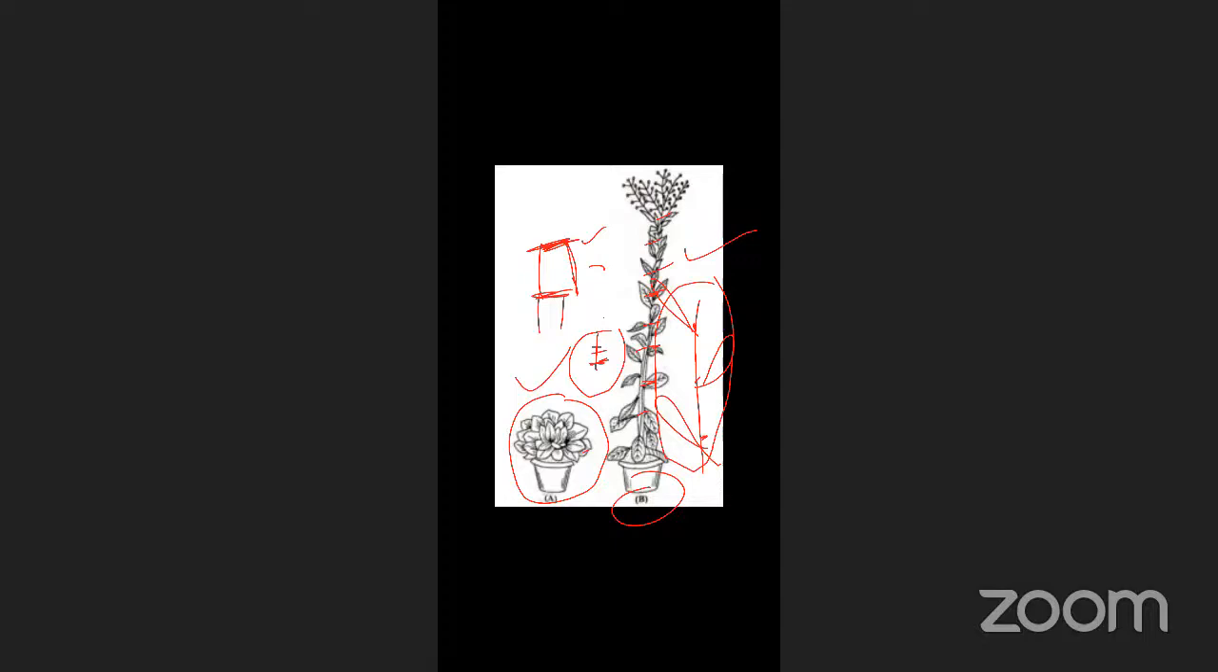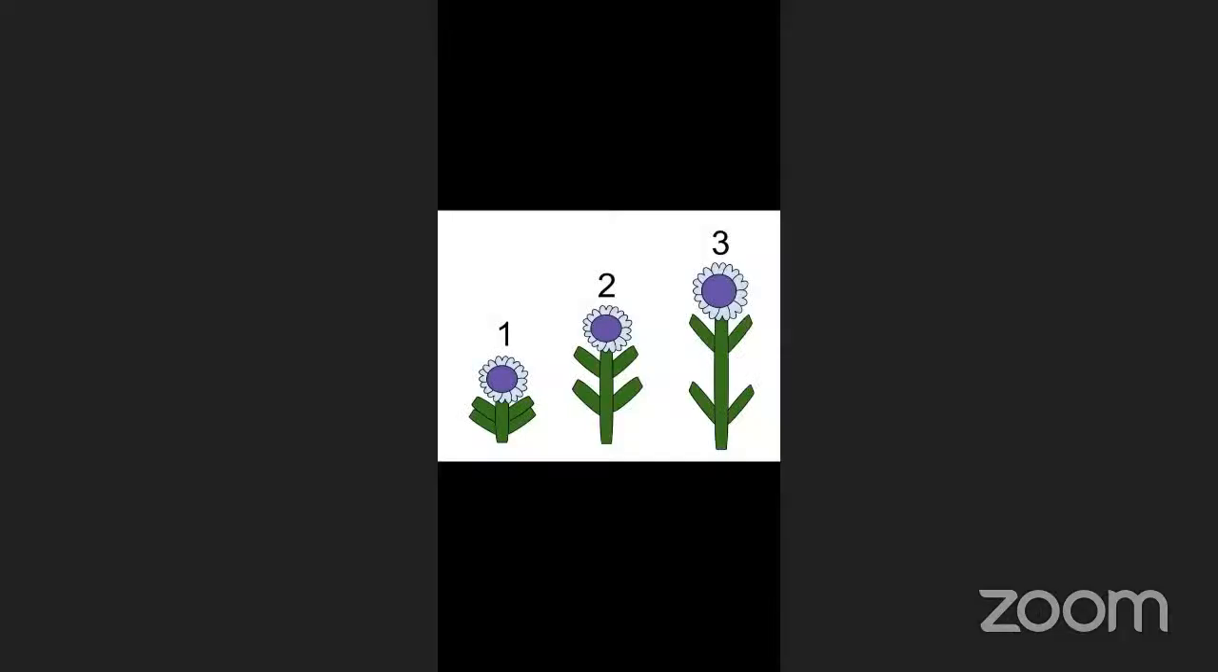Right. Let me share another diagram. Just wait. Bolting. Are you able to see this diagram? Right.